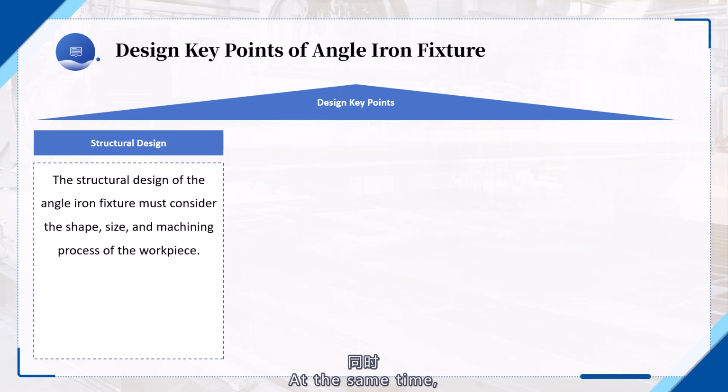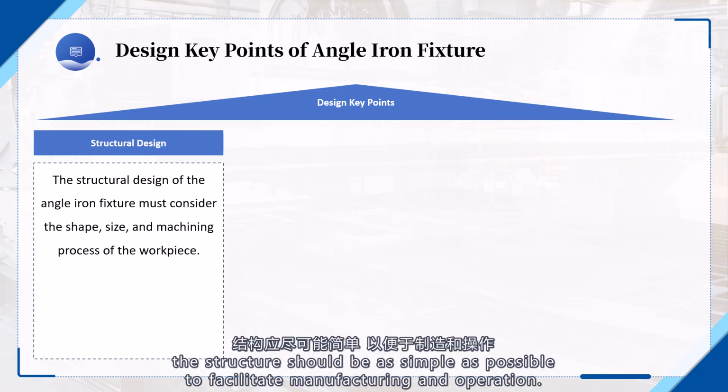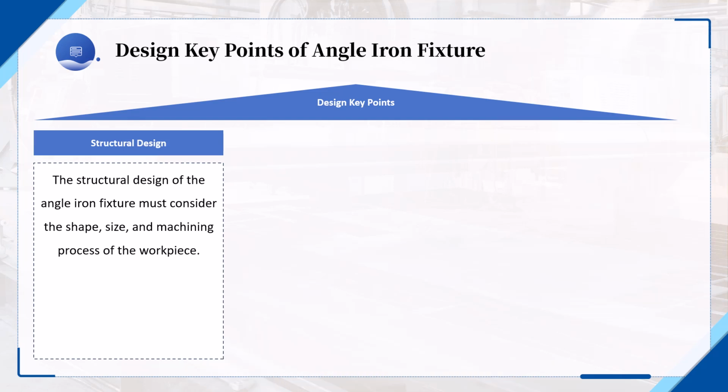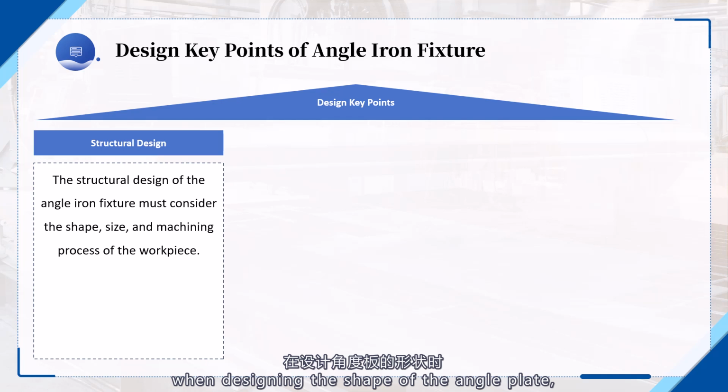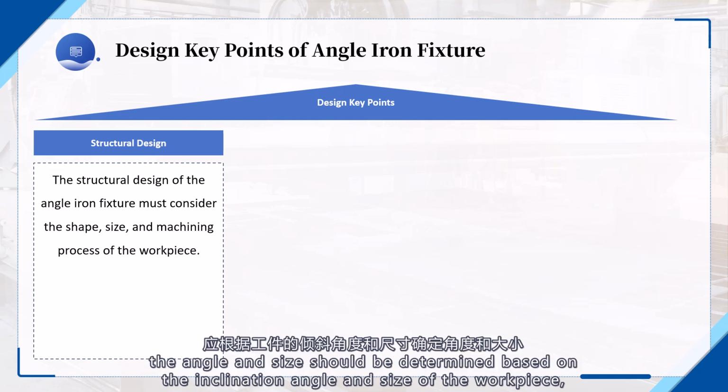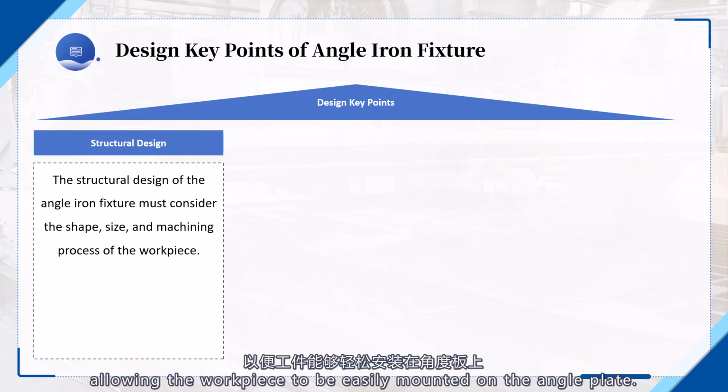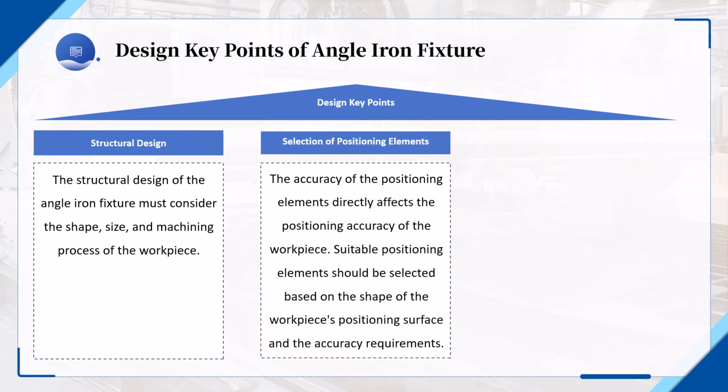At the same time, the structure should be as simple as possible to facilitate manufacturing and operation. For example, when designing the shape of the angle plate, the angle and the size should be determined based on the inclination angle and the size of the workpiece, allowing the workpiece to be easily mounted on the angle plate.